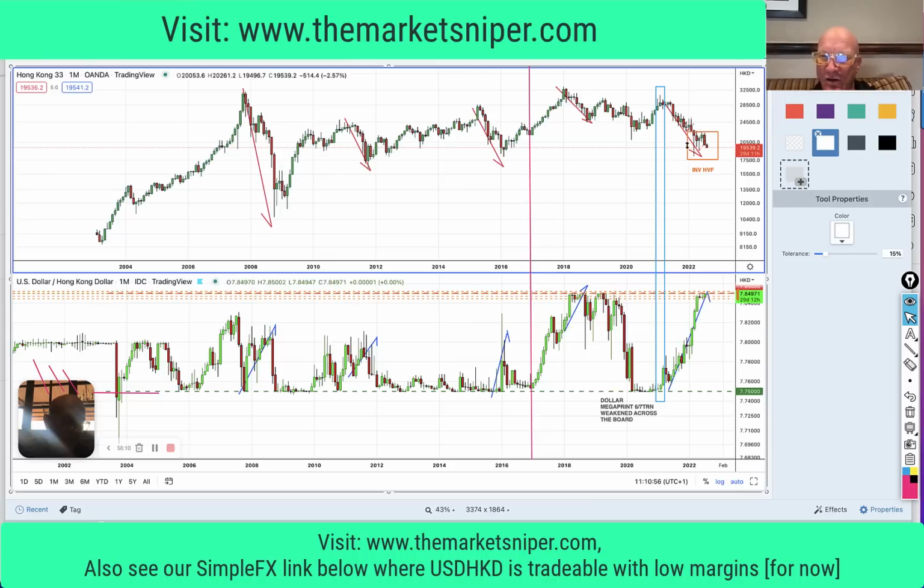Now, in that orange box, you can see some annotations, and it's our express opinion that you are in further downside for the Hang Seng, further downside for the Hang Seng, and that you are in an inverted HVF.